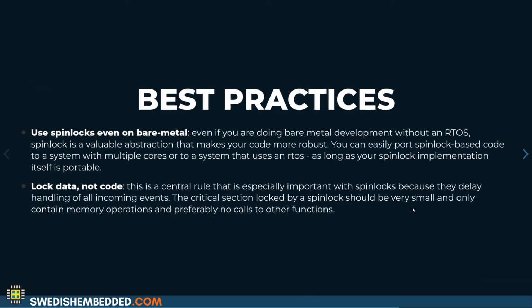The best practice of spin locks is that we should only use spin locks when we need to lock data very momentarily. So we shouldn't be holding a spin lock for longer than absolutely necessary. And the second best practice is that we can use spin locks even on bare metal. We don't need to have an RTOS in order to benefit from this pattern. So we can use it even without an RTOS, even without a scheduler, simply where we need to synchronize between interrupt access and normal code access to a particular data structure.